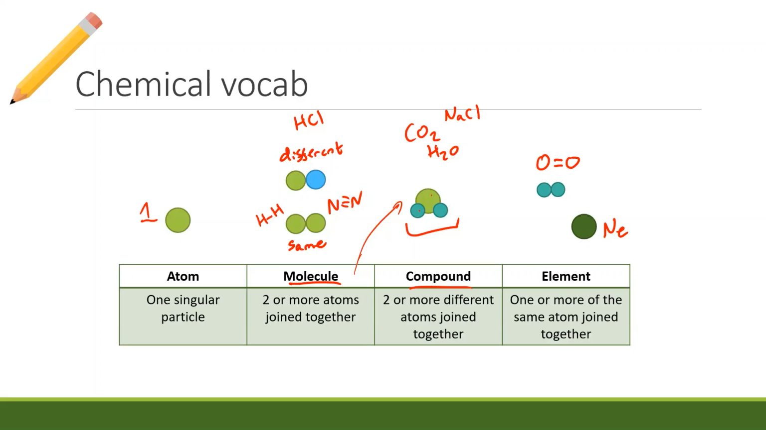You can have an atom of neon. That's an atom of an element. You can have a molecule of an element. You can have a compound molecule. You can have different mixtures of all these things.